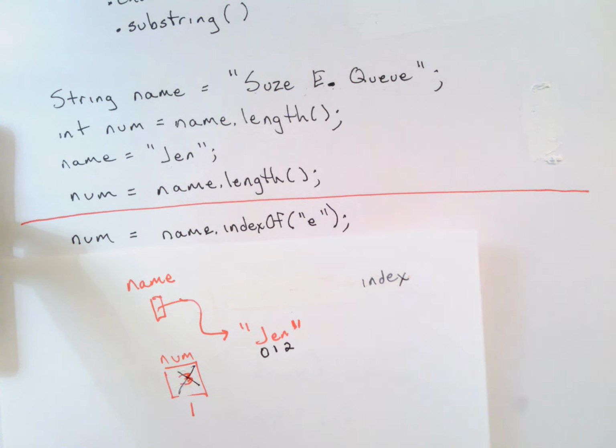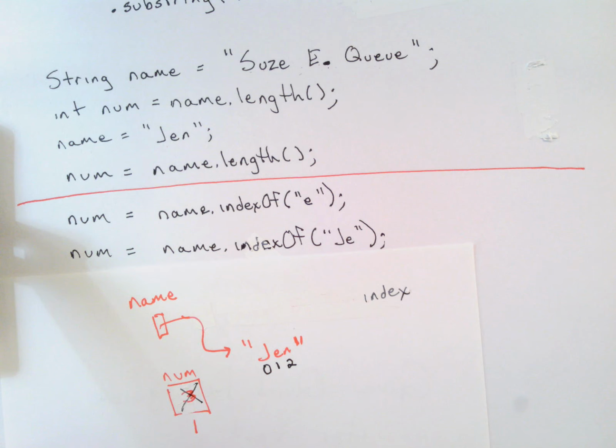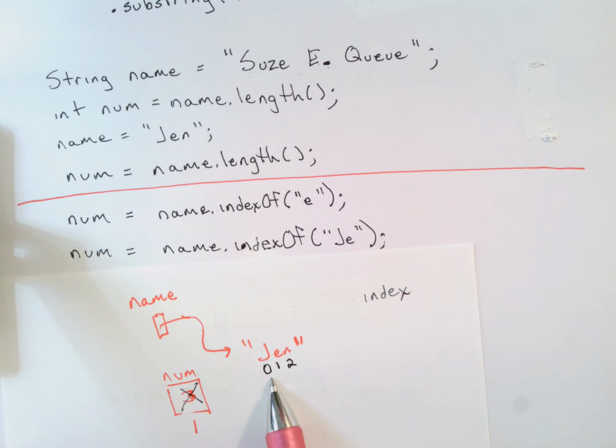Let's look at the next one. Num equals name.indexOf("Je"). So instead of looking for one character, now we're looking for 2 characters. And where in this string can we find Je? Ooh, it starts right here at the beginning. So 0 is going to be returned by indexOf. And so num now becomes 0 instead of 1.